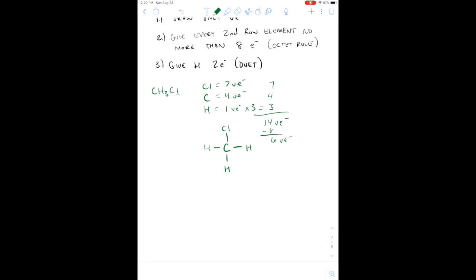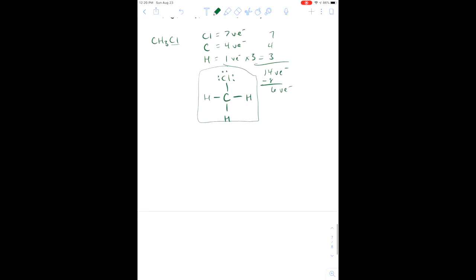Now we want to add the valence electrons that we have left to the outer atoms to make sure they all have an octet. Since hydrogen has a duet, it's happy. Chlorine doesn't have an octet because it only has those 2 electrons between the carbon and chlorine. And so we add 6 more electrons around it in the form of lone pairs. And now it's got 8 electrons around it. It's got an octet. We used up all of our valence electrons, and now what we would do normally is make sure that carbon, the central atom, has an octet, which it does. And so that structure is done.